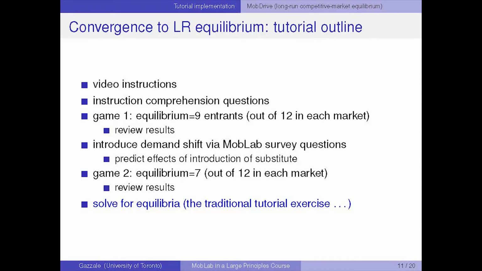I then introduced a demand shift, or my TAs did, by a MobLab survey question. In this MobLab survey question, I basically say, predict what would happen if there is the introduction of a substitute. And this I can do very easily because Lyft is not yet in Toronto, yet most of my students understand that there are other rideshare services out there. And so I say, imagine another rideshare service, let's call it Lyft, comes into Toronto. What might happen to the demand for Ubered cars? How might that affect the revenue per hour of an Uber driver?